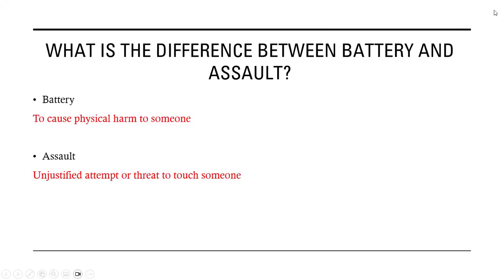What is the difference between battery and assault? Battery is to cause physical harm to someone, and assault is an unjustified attempt or threat to touch someone. So there's actual touch or some type of impact involved with battery.